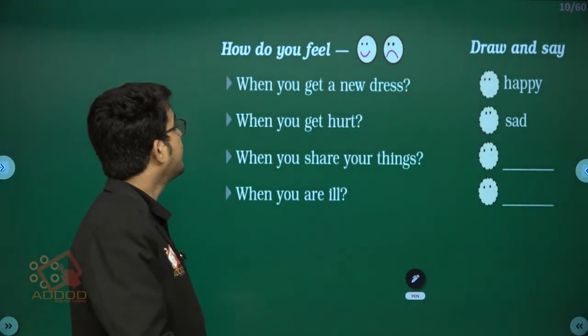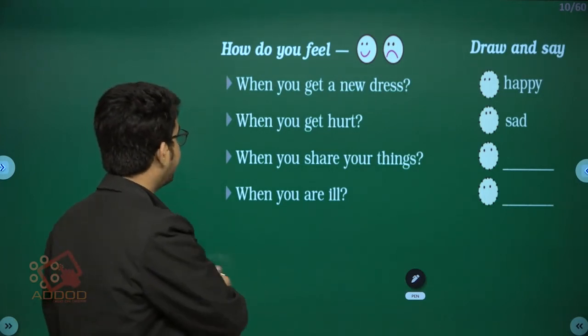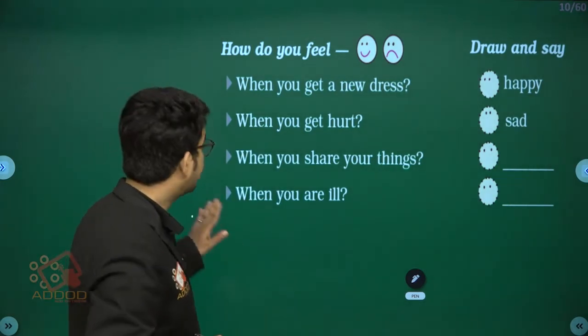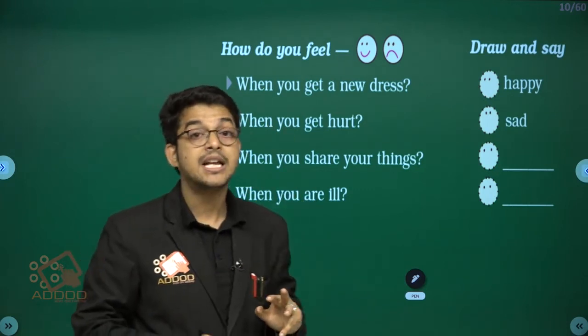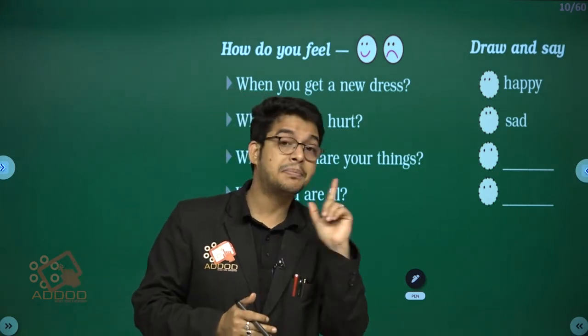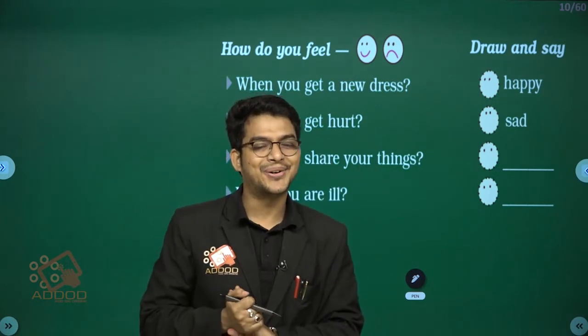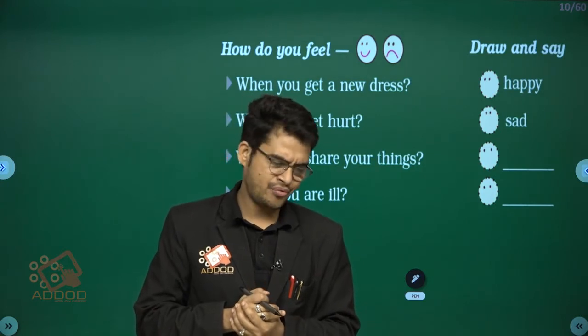Now you see, how do you feel? If we are talking about feelings, we have different feelings. It depends on the situation. It depends on the condition. For example, when mama gives you something good, you feel happy. When mama doesn't give you anything, you feel sad.